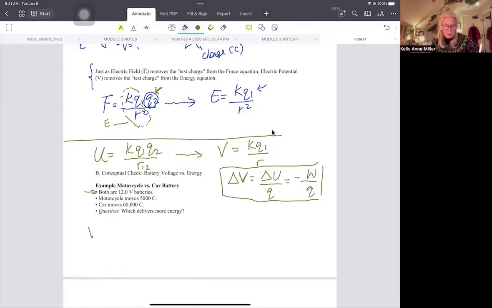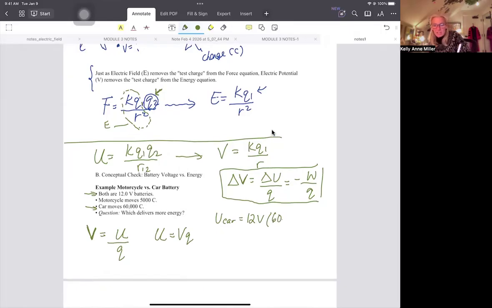So remember, the electric potential is just the electric energy divided by the charge, right? So if I rearrange that, I can say that the potential energy of that battery is just equal to its potential times Q. That's the same exact equation. So let's look at the two examples. The potential energy of a car battery is 12 volts times the car battery can move like 60,000 charges, right? Which is a lot of charges.